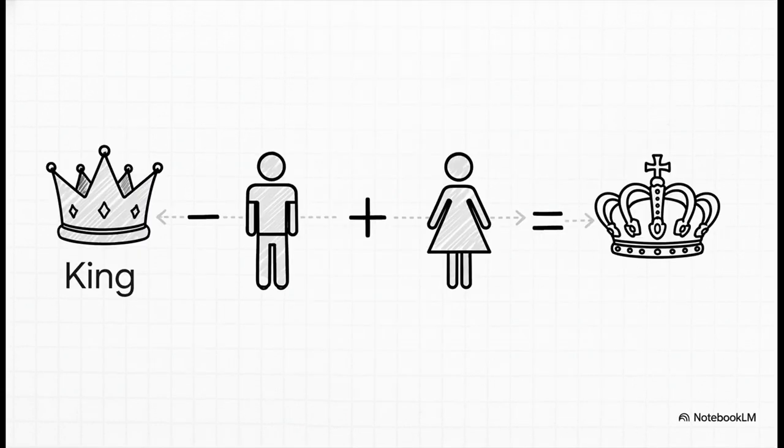This right here, this is the classic example that just blew everyone's mind when it first came out. Researchers found that if you take the vector for king, subtract the vector for man, and then add the vector for woman, the resulting number is incredibly close to the vector for queen. I mean, come on. This shows they're not just storing definitions, they're actually capturing complex relationships, all with math.